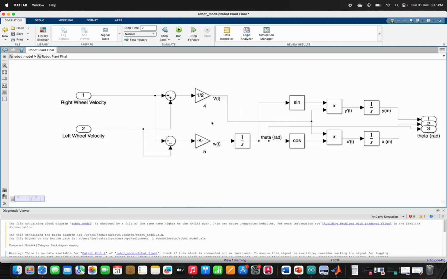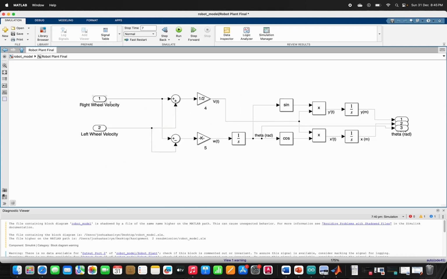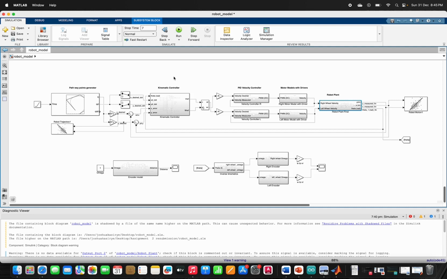This is the model of the robot where it takes in the velocity of the left and right wheels and outputs x, y, and theta, where theta is the angular displacement of the robot in the x and y plane, and x and y are the coordinates in the x and y plane. Here is what we have as the robot plant model.